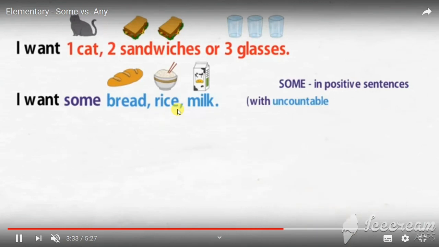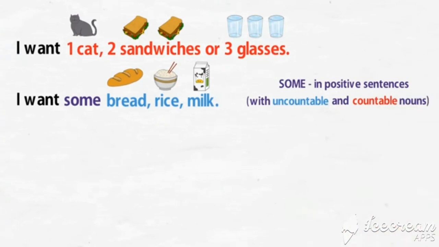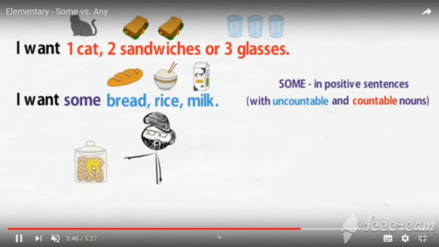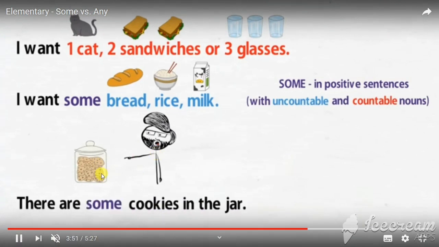However, we can use it also with countable nouns, but when we don't know the number of things we are asking for. For example, if I see a jar of cookies, I say there are some cookies in the jar, but I don't know how many. So there are some cookies in the jar. So some is used with countable and uncountable nouns in positive sentences only. Only in positive sentences.